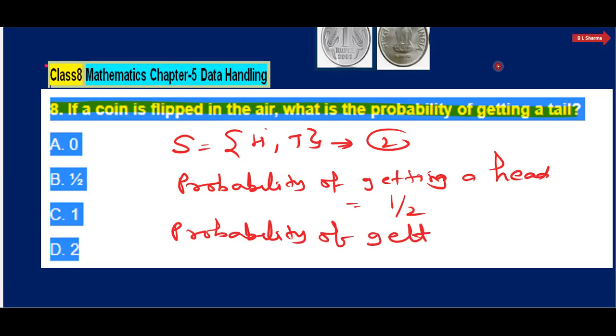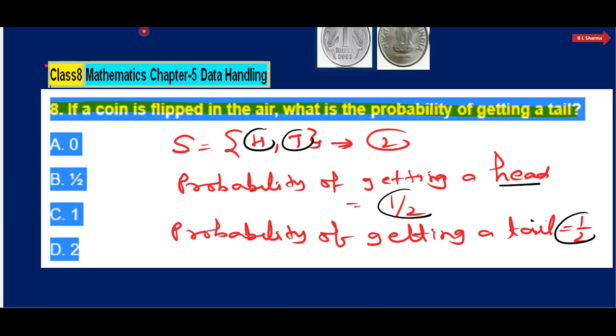Also, the probability of getting a tail is also 1 by 2 because we know there is only one head or one tail. So out of 2, the probability of getting a head is 1 by 2 and the probability of getting a tail is also 1 by 2. So B is the correct option, either head or either tail.